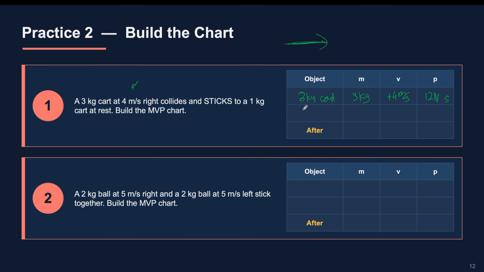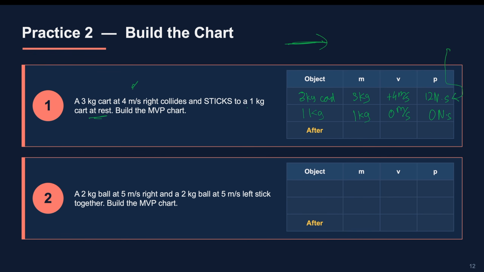Here, it's the 1 kg cart. So 1 kg is the mass, and it's at rest, right? So it's 0 meters per second. And the momentum of something with 0 velocity is just 0 Newton seconds. So the entire momentum of the system is coming from the 3 kg cart.